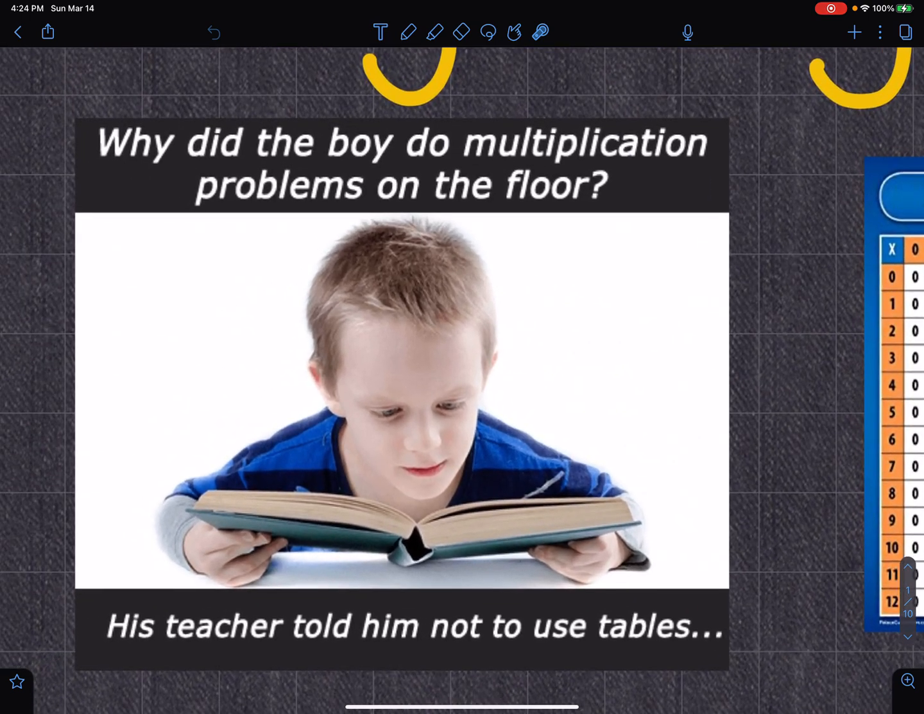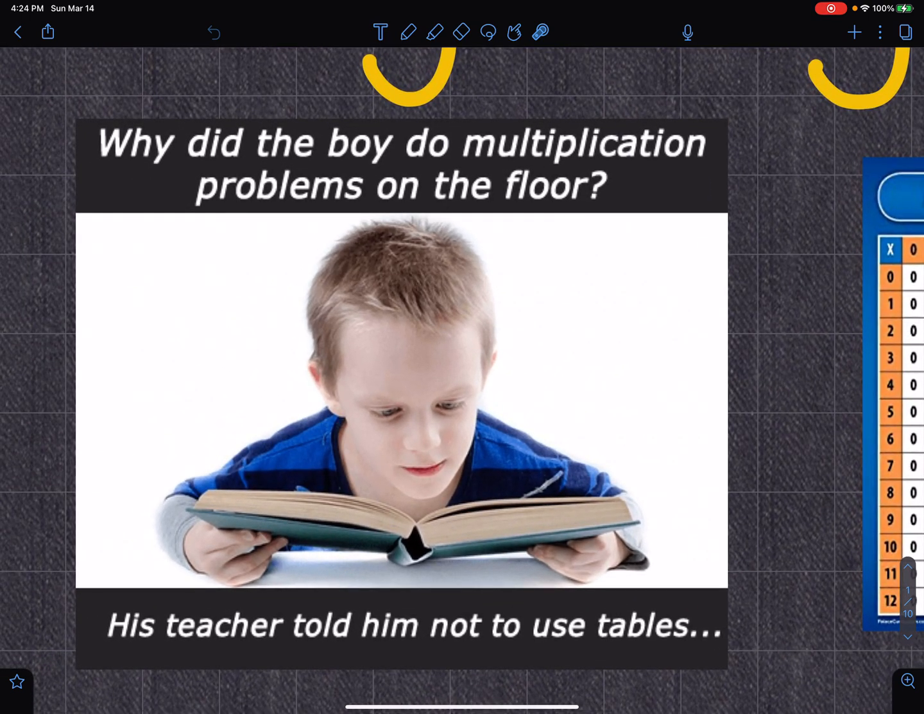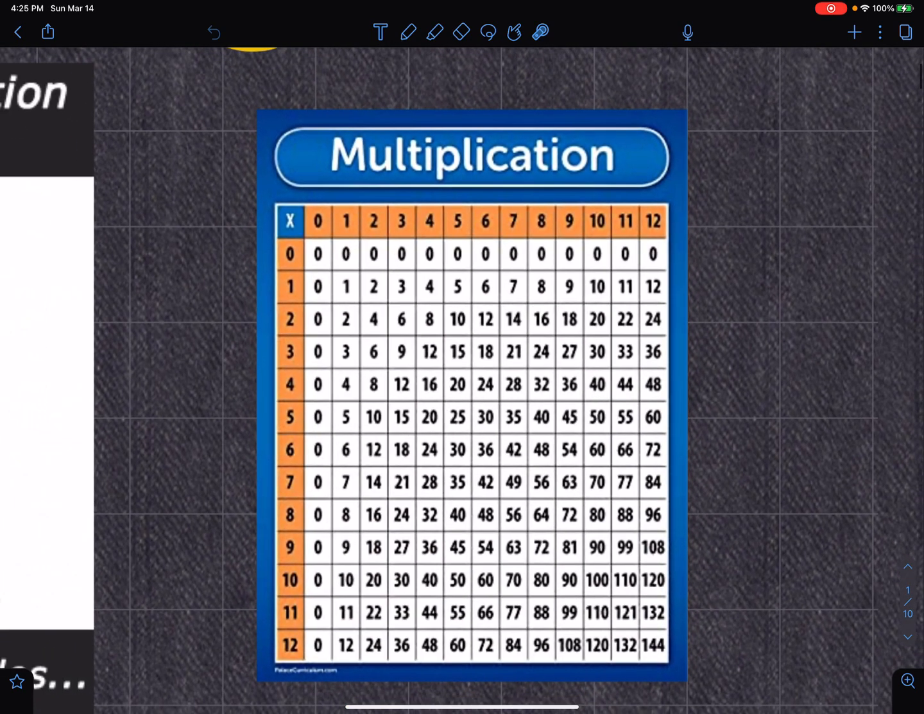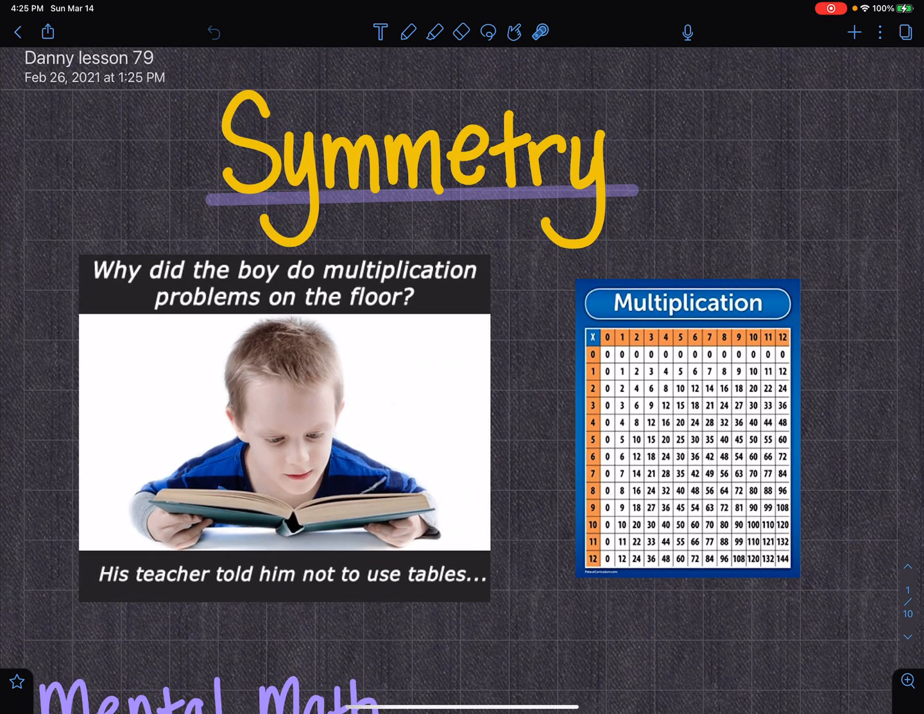But first of all, why did the boy do multiplication problems on the floor? His teacher told him not to use tables. Get it? Because I think she meant these kind of multiplication tables. And he's sitting there doing his homework on the floor so he doesn't have to use tables. Aw. At least he was trying to listen to his teacher, so that's good, I guess.